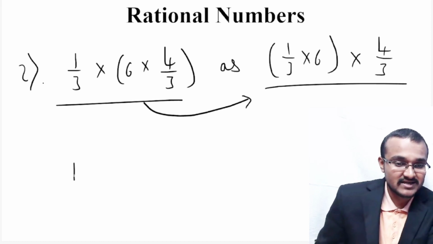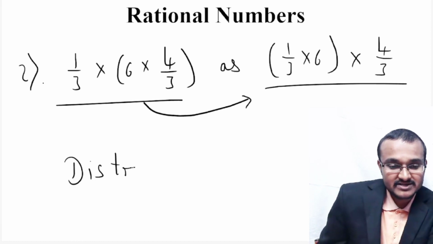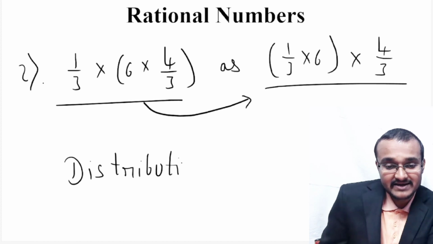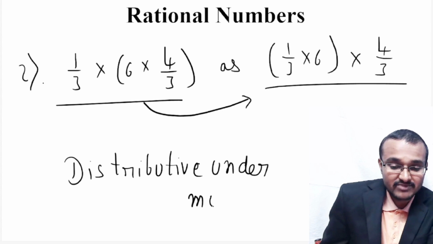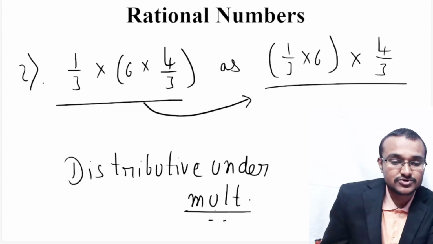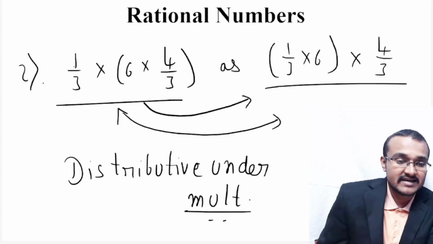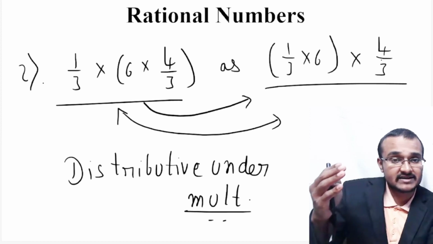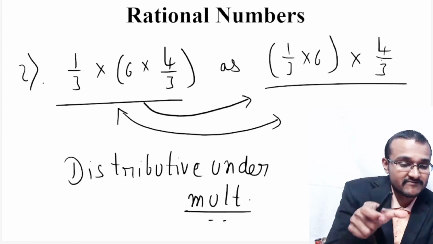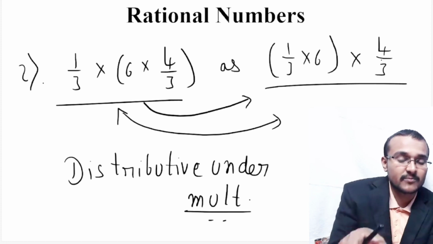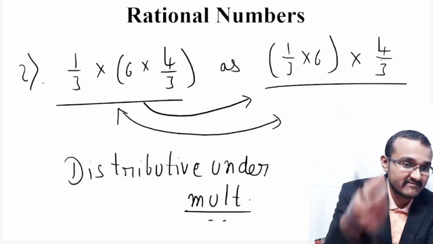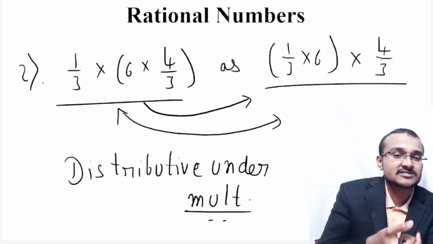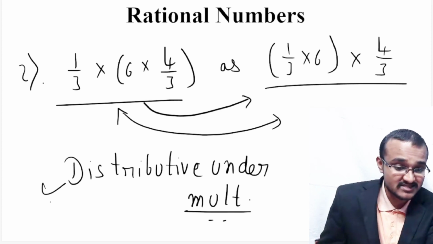Here it is the distributive property under multiplication, which you can use to make these two equal. You can see there is 1 by 3 outside the bracket here, and here 1 by 3 and 6 are inside the bracket and 4 by 3 is outside the bracket. These two will become equal only if they satisfy the distributive property under multiplication. So the property asked in this second question is the distributive property under multiplication. This is the answer for the second question.